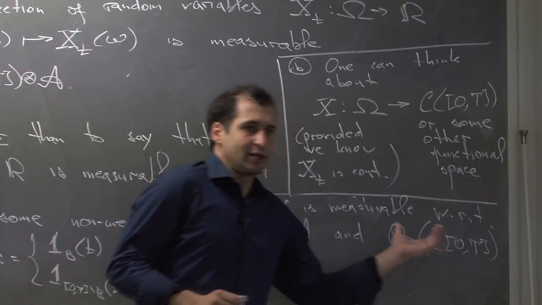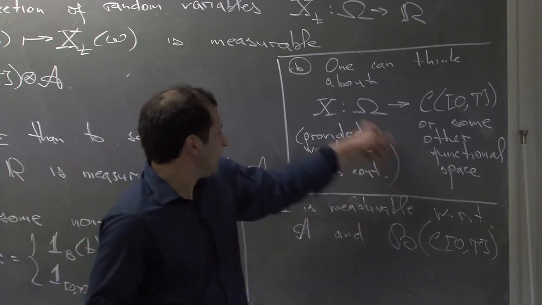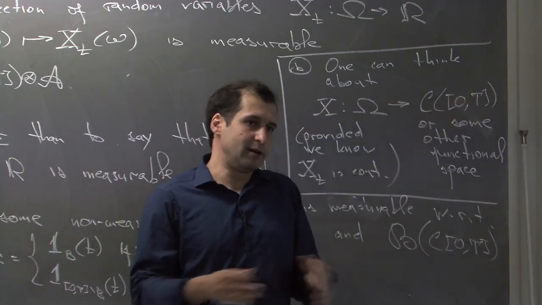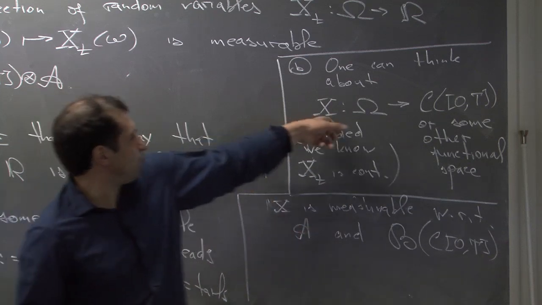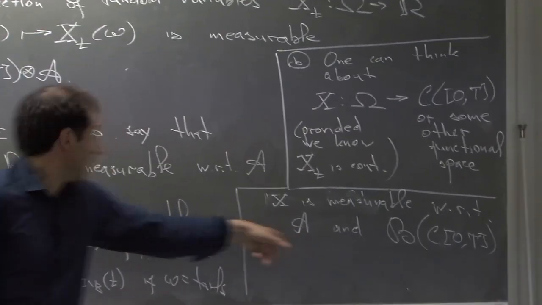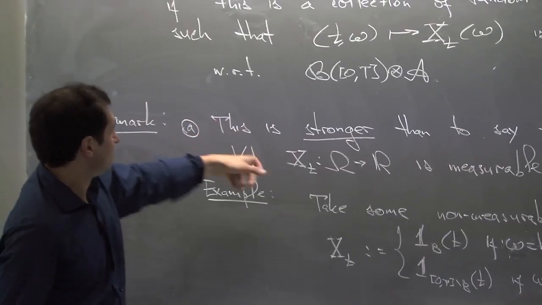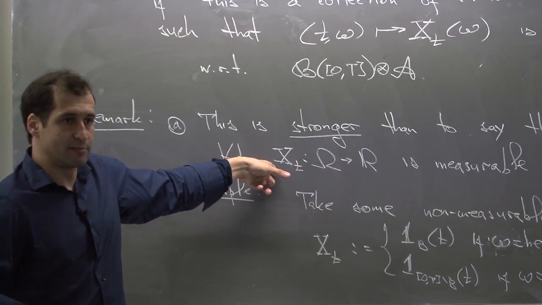For all reasonable functional spaces, with continuous trajectories and better, it's enough to know the values of this at a countable number of points. To characterize a continuous function, it is enough to know its values at dyadic rationals, for instance. So the bottom line of this discussion is that if we know that the trajectories are continuous, then this is equivalent to the statement that for any given t, this mapping is measurable.